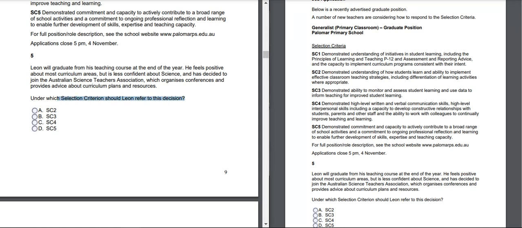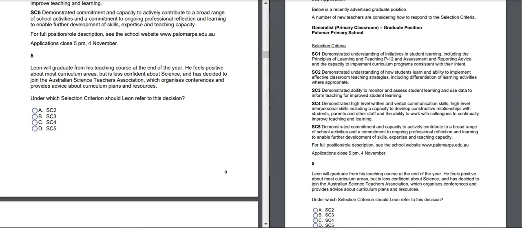So, obviously a very wordy sentence, but it's just saying which of these should he refer his decision to. Like, so about him wanting to join a teaching association and he's not completely confident about everything, especially science, you know, what does that fall into? So we can ignore 1 because that's not even an option. So we've got 2, 3, 4 and 5. What is tricky about this question is that there's a lot of information which isn't useful. So what we mainly need to look at is something about joining a further association, because being positive about curriculum areas and things like that, they're mentioning a lot of information that has nothing to do with it.